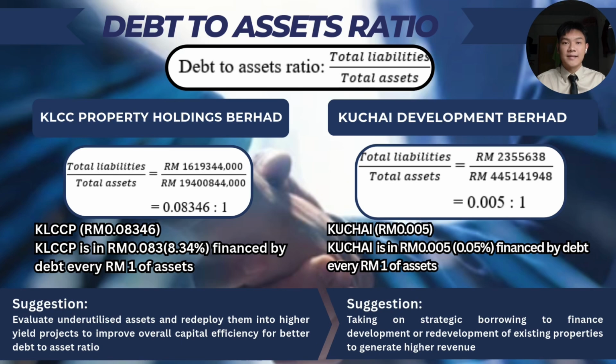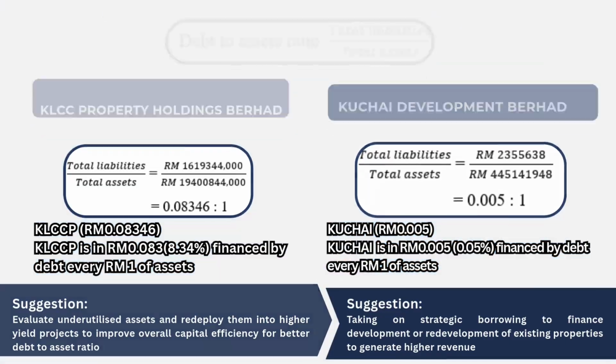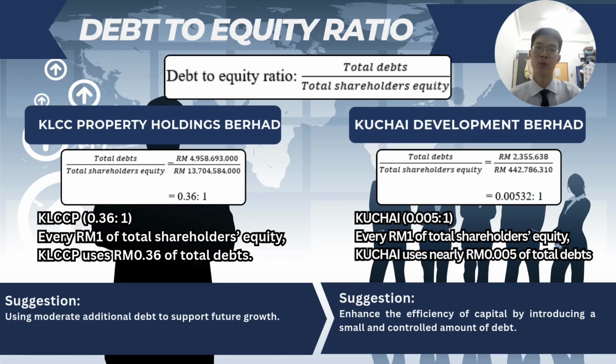To achieve a better and more efficient debt to asset ratio, KLCC Property can evaluate underutilized assets and redeploy them into higher yield projects to improve overall capital efficiency. Meanwhile, Kuchai can consider taking on strategic borrowing to finance development or redevelopment of existing properties to generate higher revenue. Now I will explain the debt to equity ratio for KLCCP and Kuchai Development.